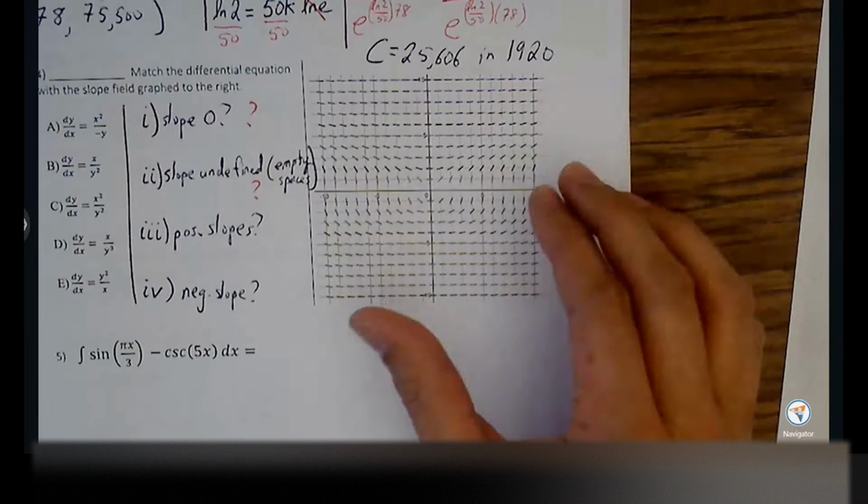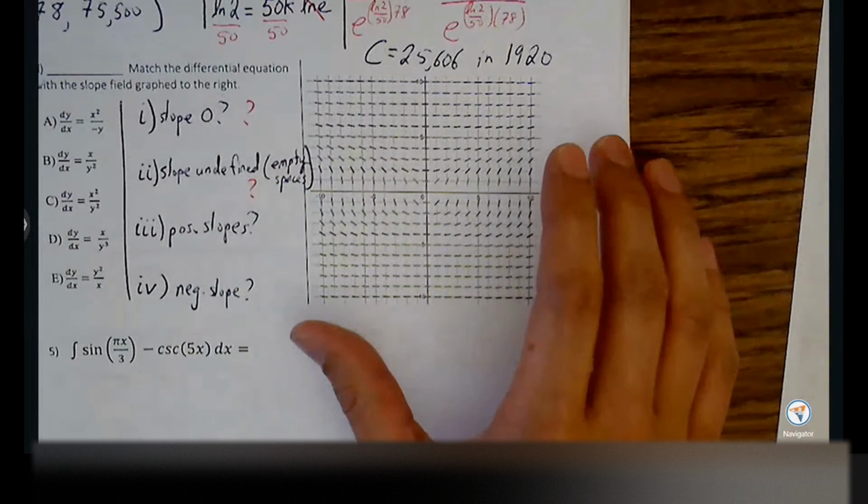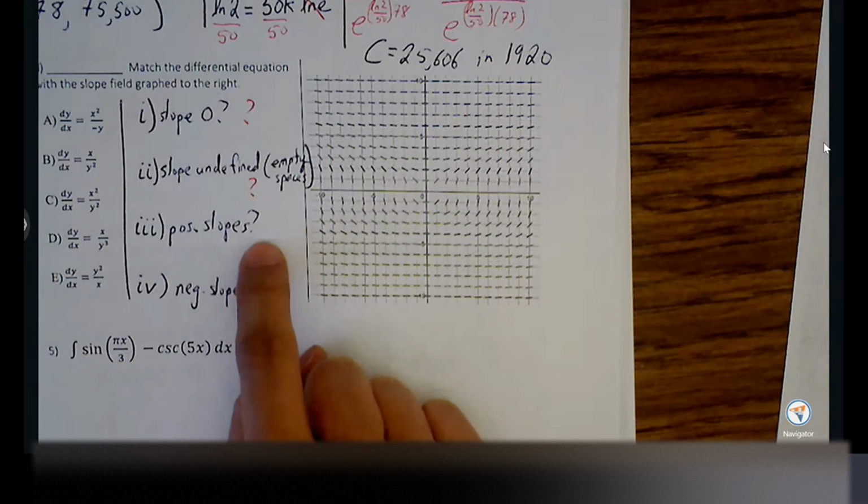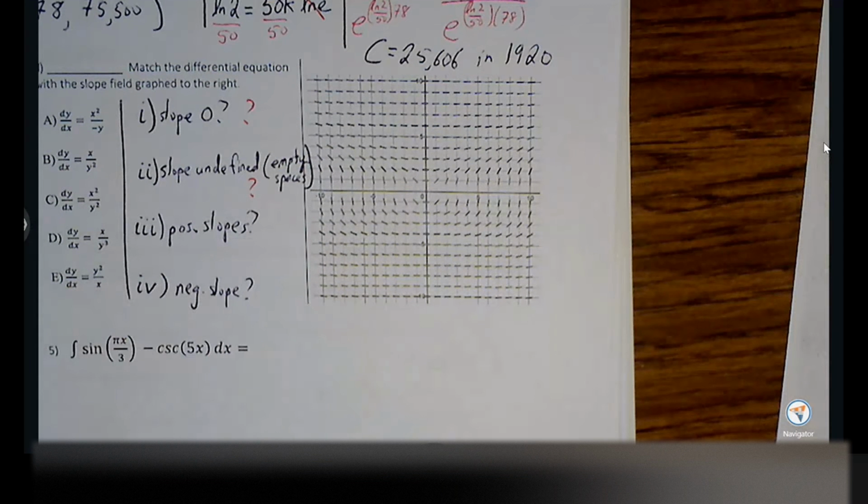All right. Utsav, are you still on? Are you able to have your mic on? Oh, yes. Okay. I think it works. Hello? So where do you see a collection of positive slopes?